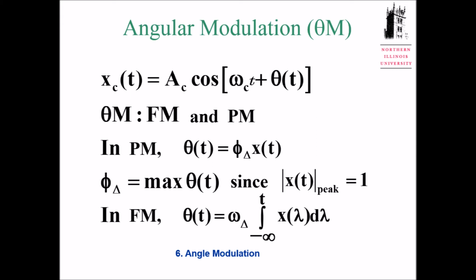So here, many details. We are going to go back and talk about those details. Just a quick introduction. We view XT as our message. So for PM, my phase is linear proportion to message. We call it PM.